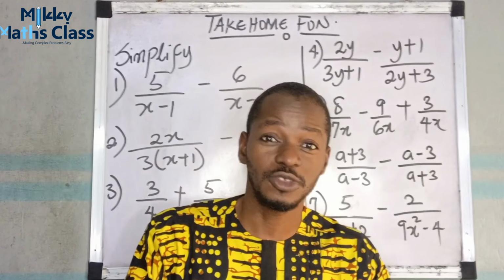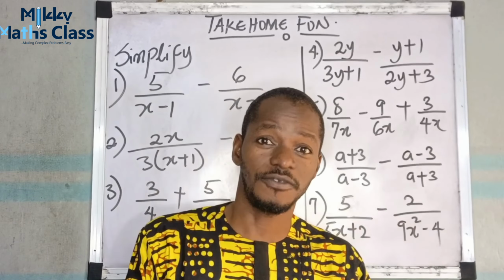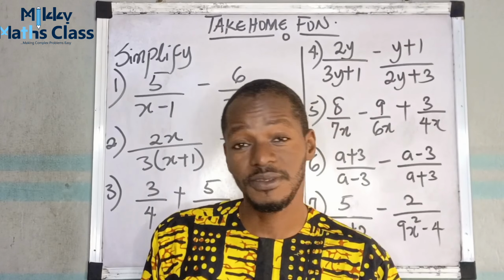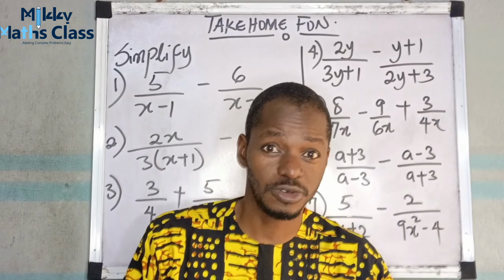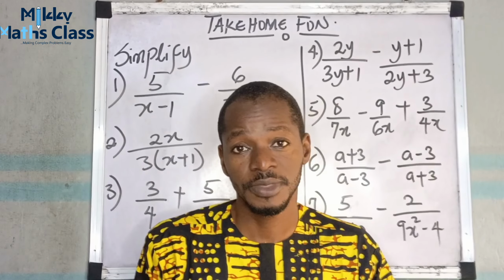All right, I hope you have enjoyed today's class. We looked at simplification of fractions, and we said that to simplify means to break them down to their smallest or simplest term. And a fraction is a number in the form a over b.